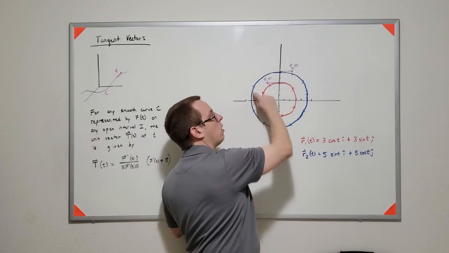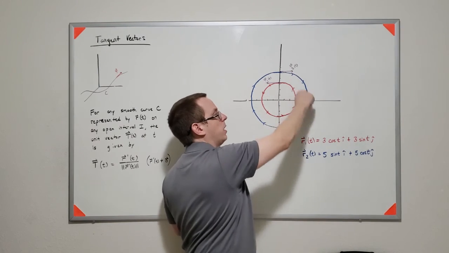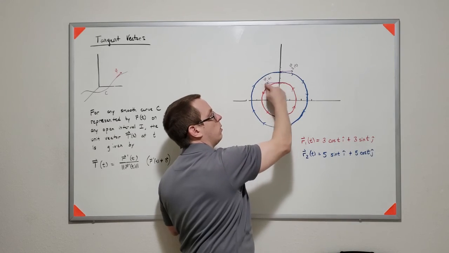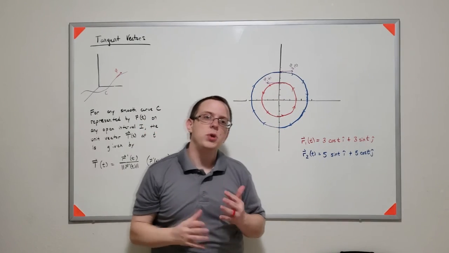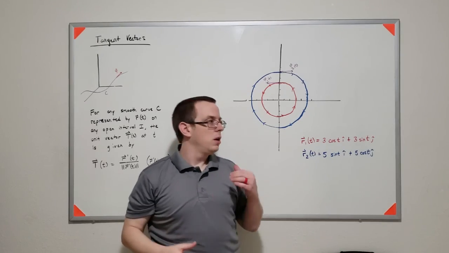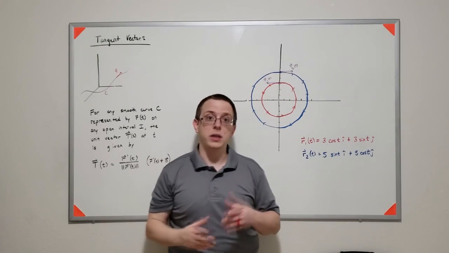So if I'm going clockwise, the tangent vector goes in that direction. Counterclockwise, it goes in that direction. And we're going to compute some tangent vectors by using this formula in the next sections.